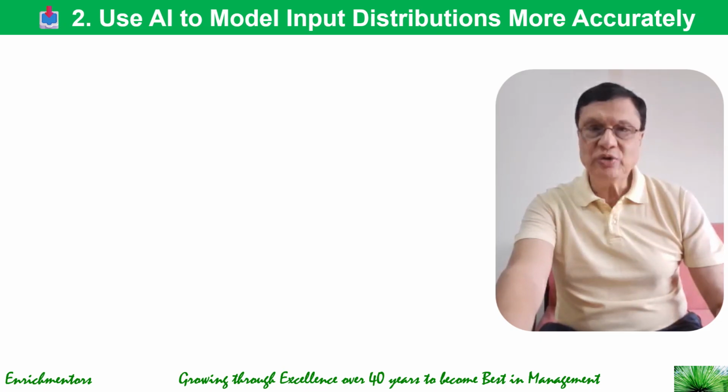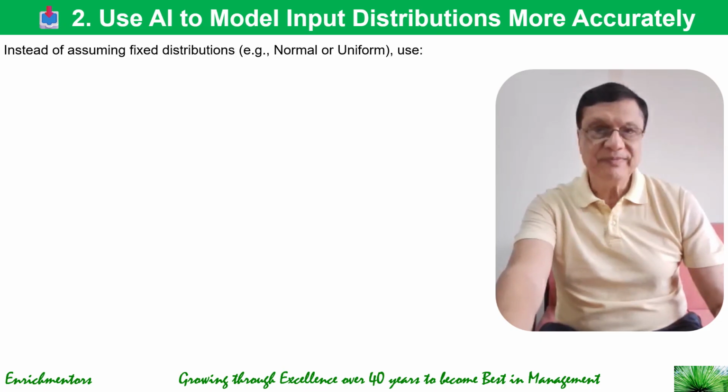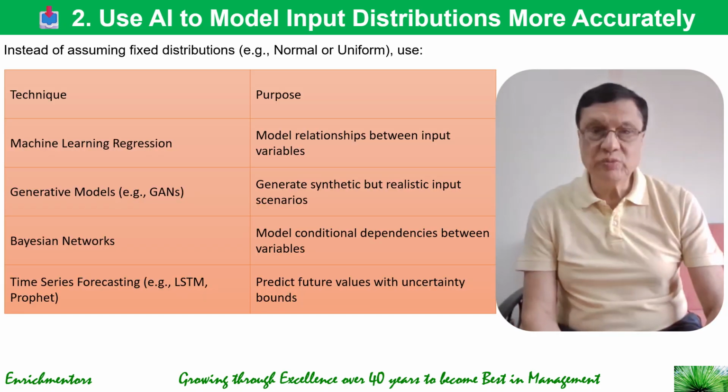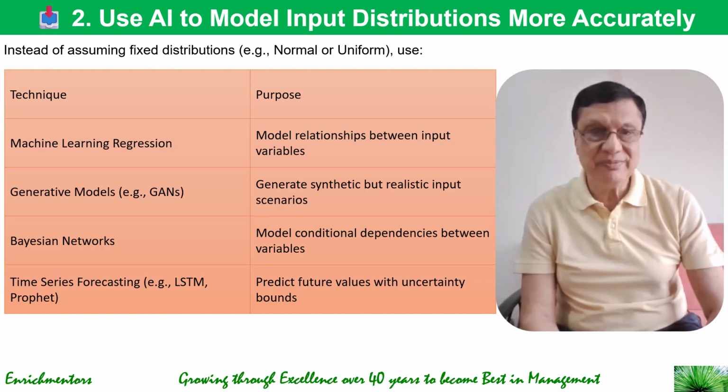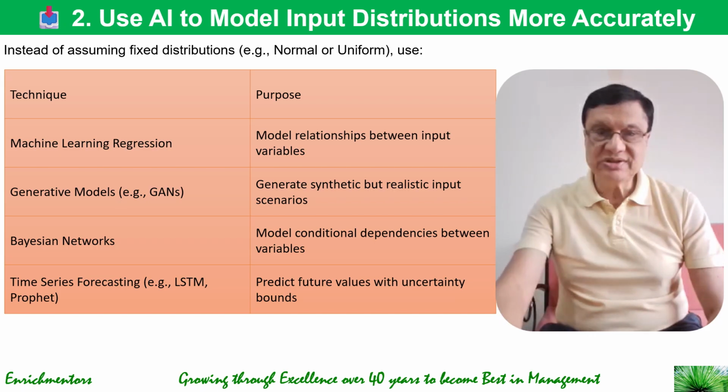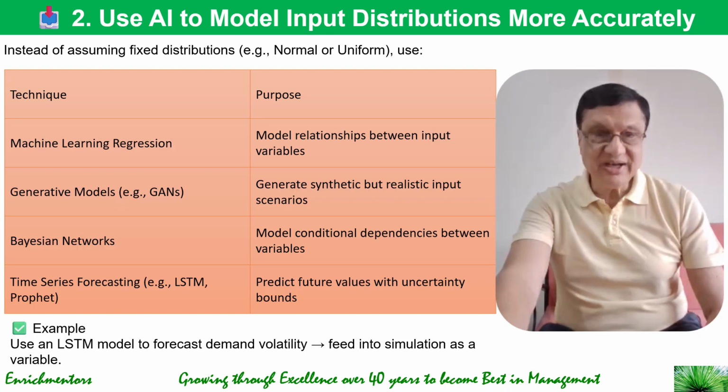Then you need to use AI to model input distributions more accurately, instead of assuming fixed distributions like normal or uniform. You can use techniques like machine learning regression to model relationships between input variables. You can use generative models to generate synthetic but realistic input scenarios. You can also use Bayesian networks to model conditional dependency between variables. And also, time series forecasting using LSTM or Prophet could be done, where you can predict future values with uncertainty bounds.